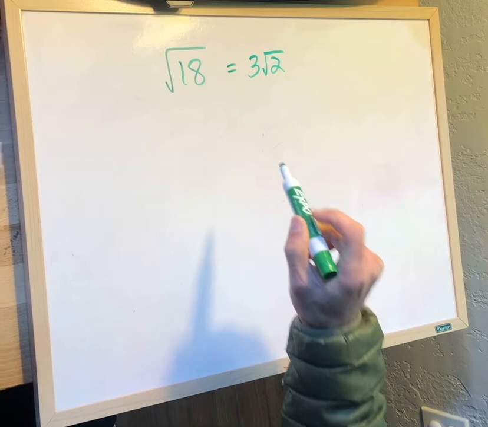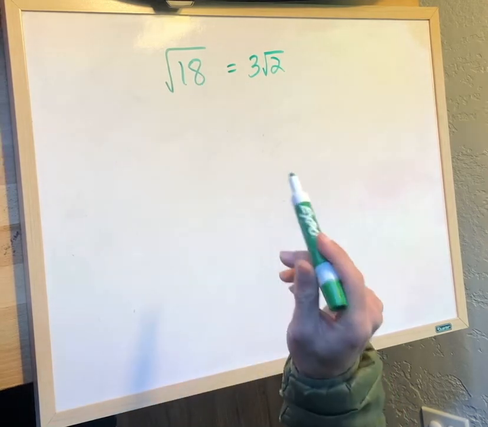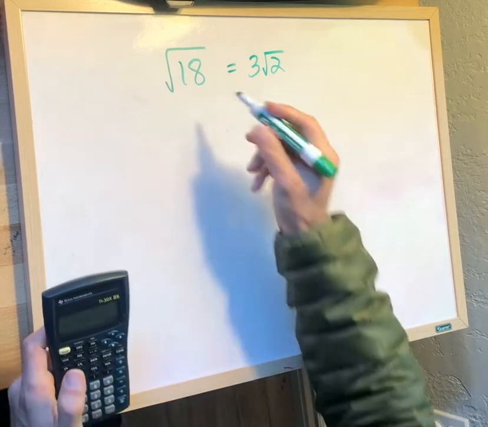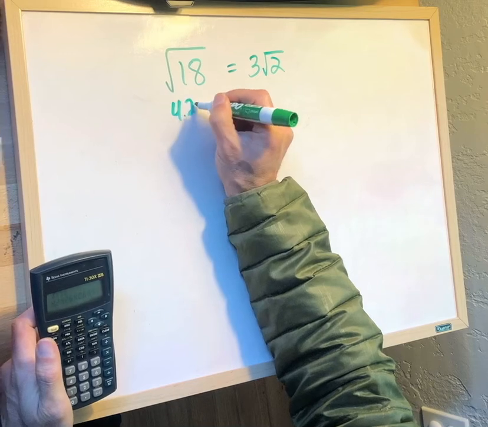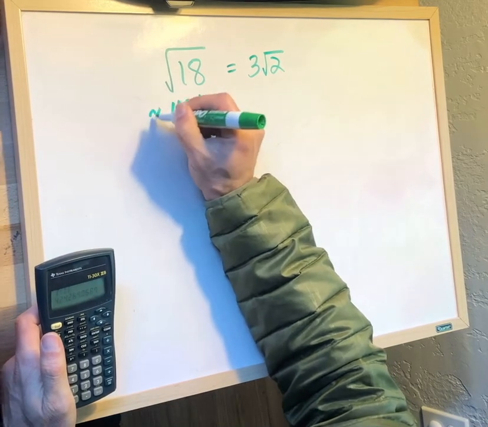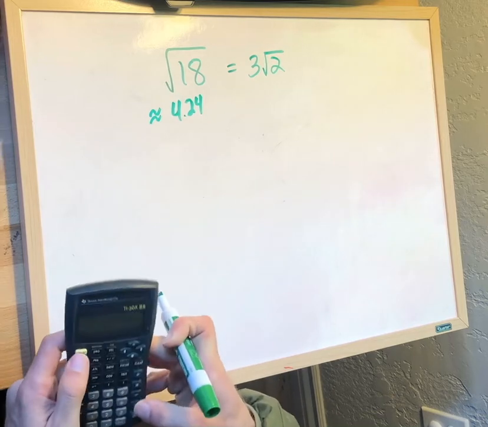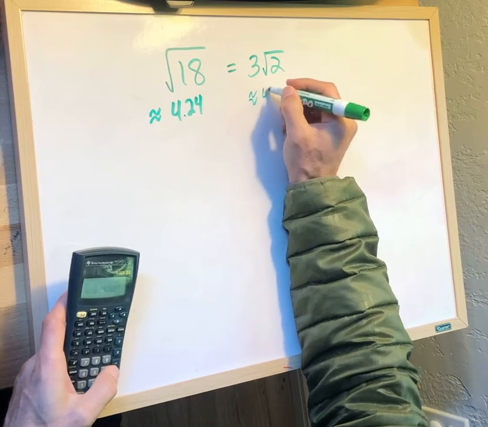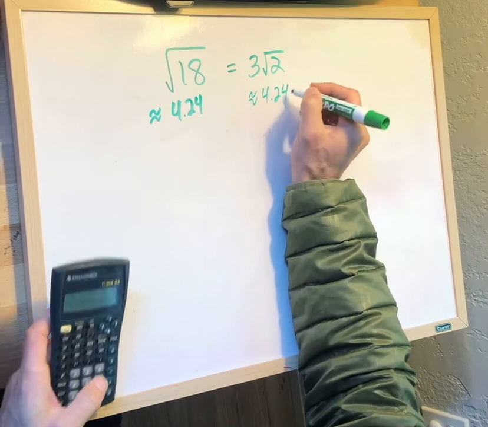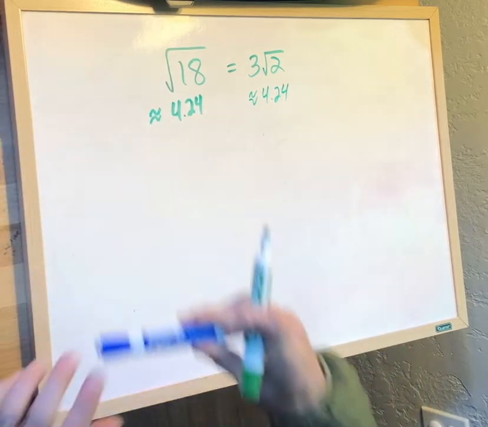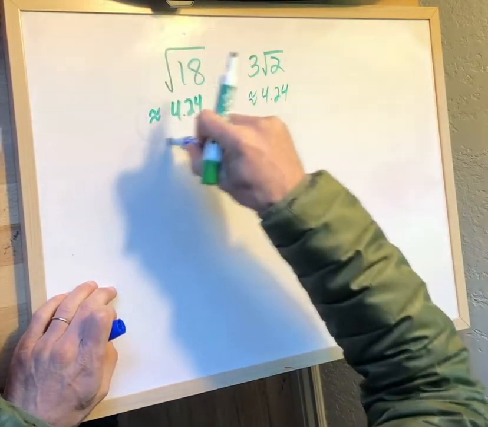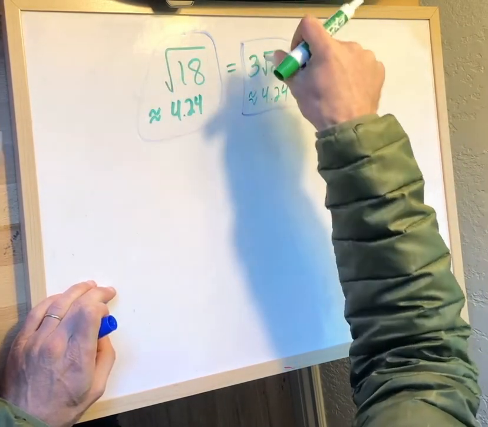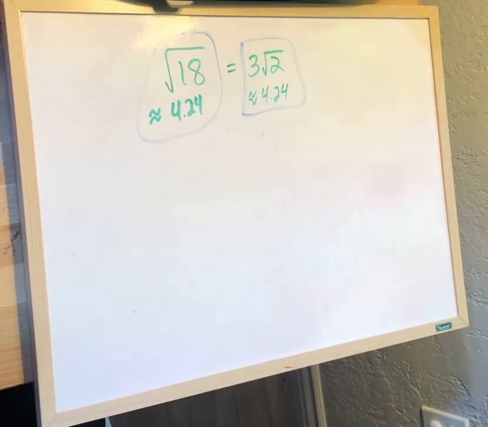So if you do this on a calculator, the square root of 18, I'll just go ahead and do this with you. The square root of 18 is going to be approximately 4.24. And then if you do 3 times the square root of 2, you're going to get approximately 4.24 and change. These two are the exact same answers. The reason why is because this is a simplified version of the other one.